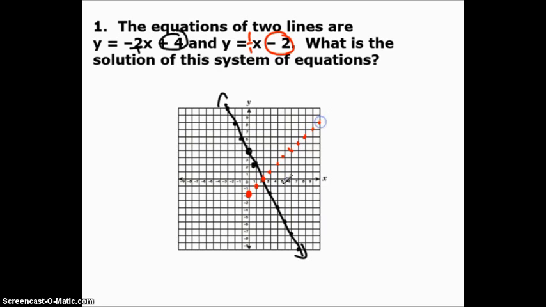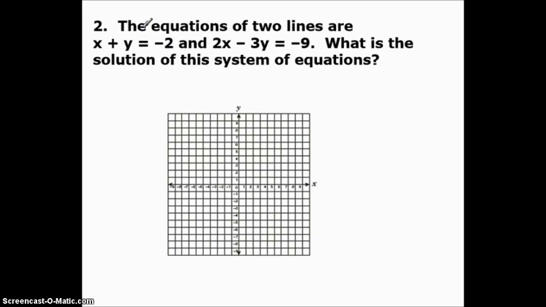Now it's very clear to me that the point they have in common is right here, and that is the point 2, 0. So the solution to this is 2, 0. That's my answer. Okay, try another one.